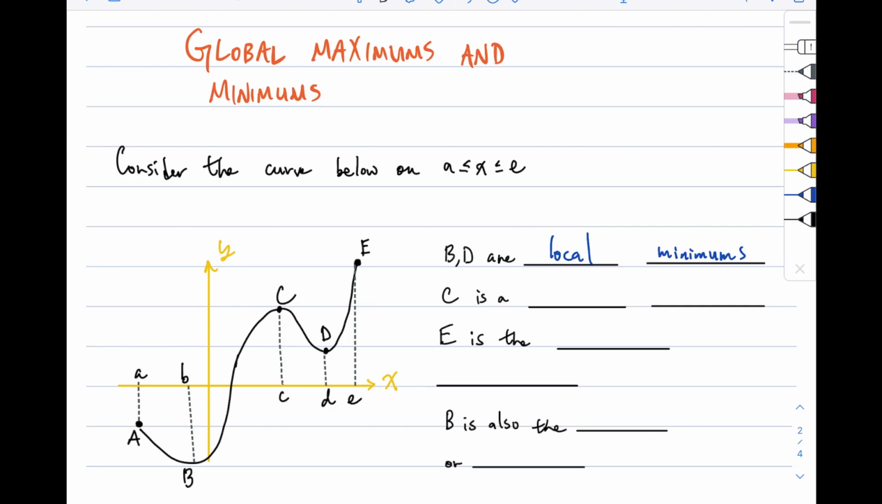Okay, point C, it's right here. The function goes from increasing to decreasing. The first derivative goes from positive to negative. This point is a local maximum.